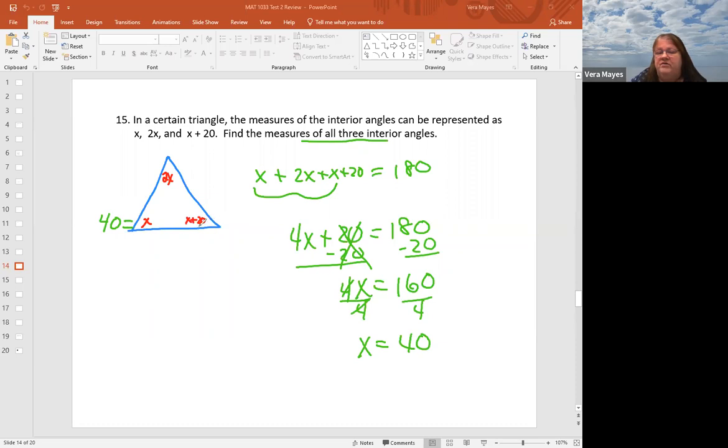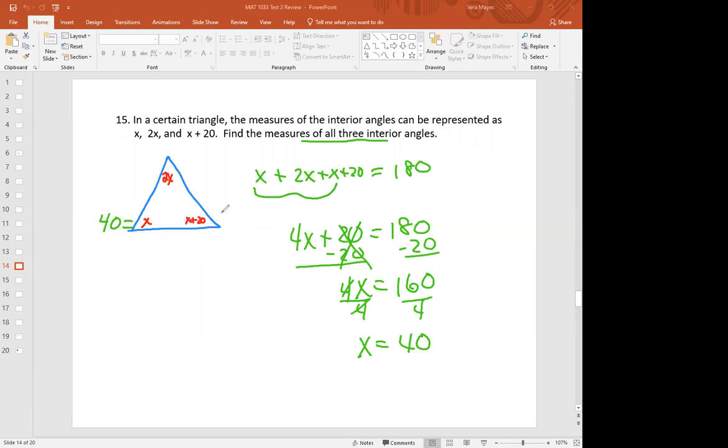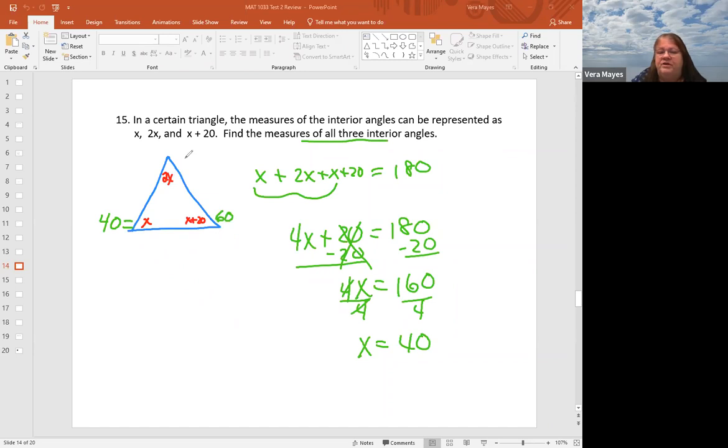So what is this angle here? If the measure was x plus 20, what's the actual degrees of that angle? 60. 60, perfect. How about the 2x one? What do I put there? 80. Okay, now, just in case we made a mistake, let's add these all back up.